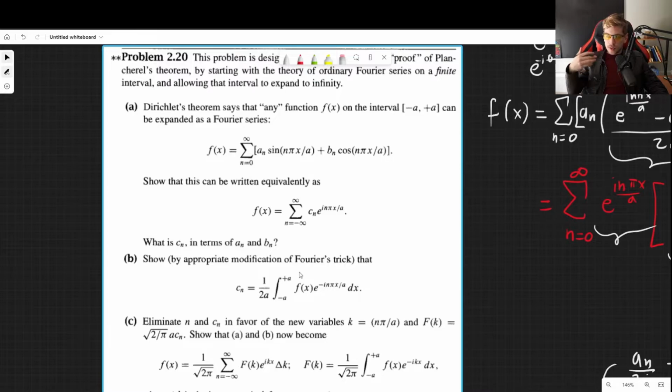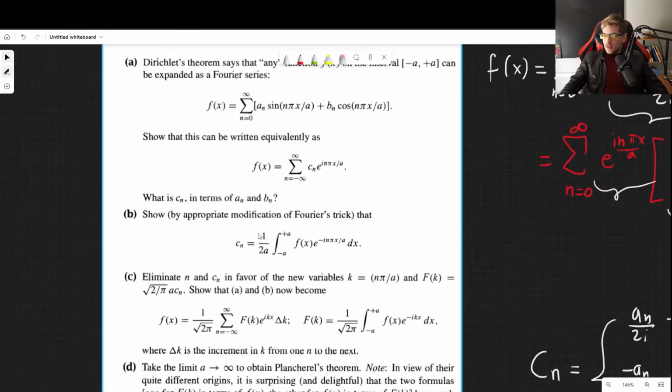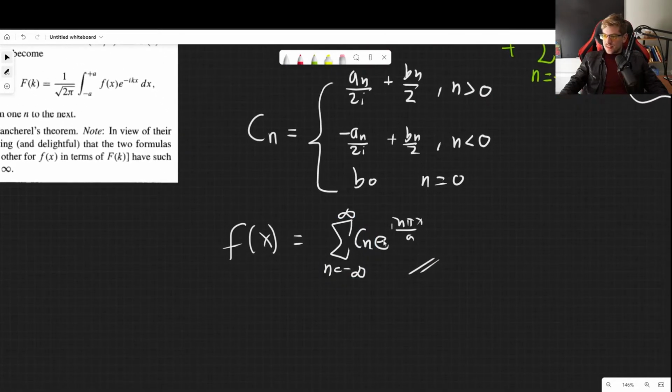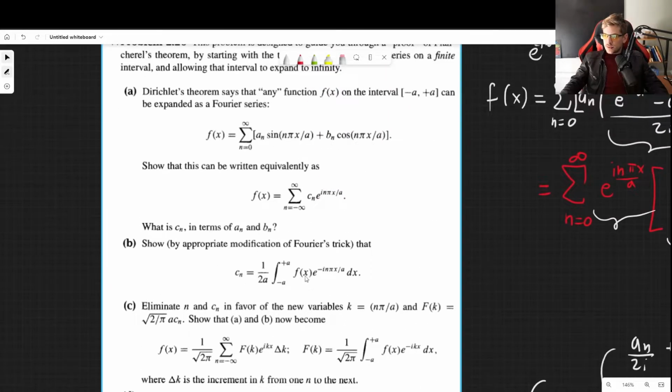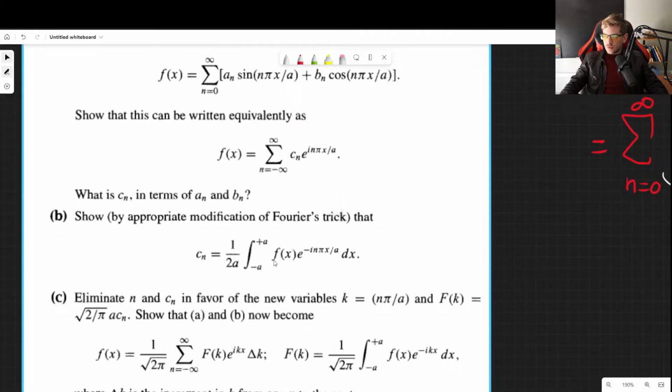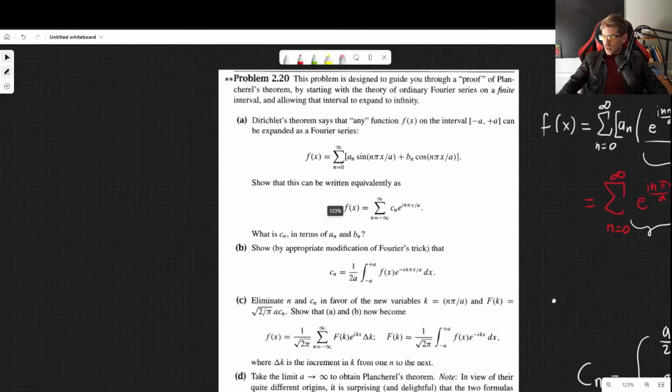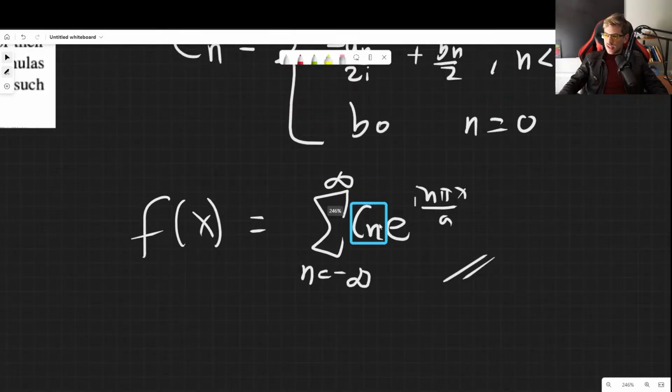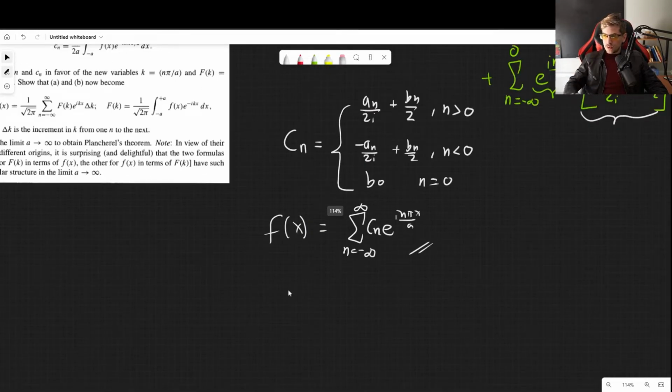Now we want to do part B. It says show by an appropriate modification of Fourier's trick that the Cn that at the moment is inside of this sum can be written as the integral of minus a to a of the function f. Basically, we want to turn this around because the way that this works is that if you know Cn, you can find the function. But we want to do it the other way. If I have the function, can I find Cn? That's what I want to do now. So let's go for part B.